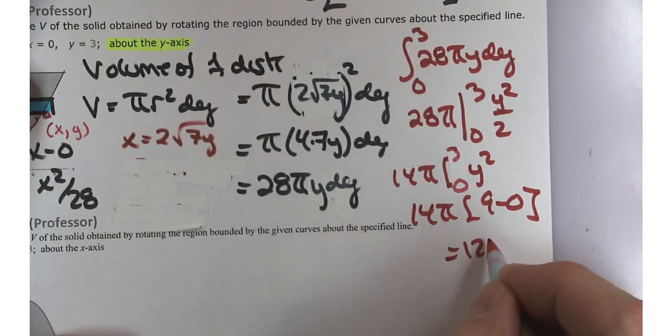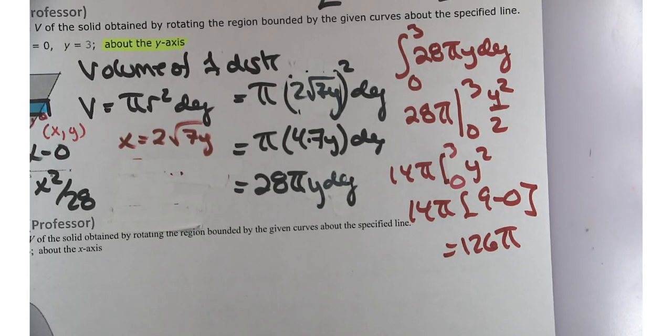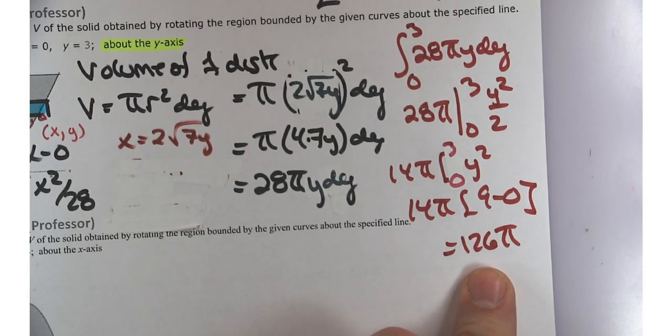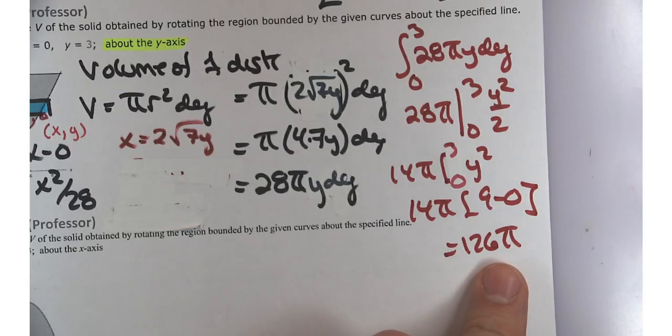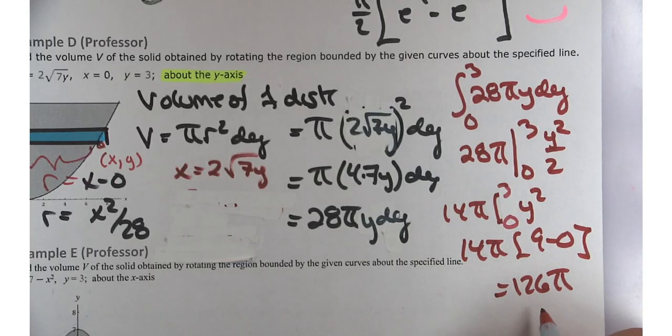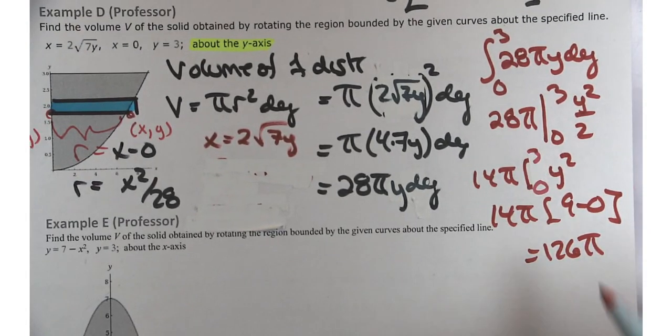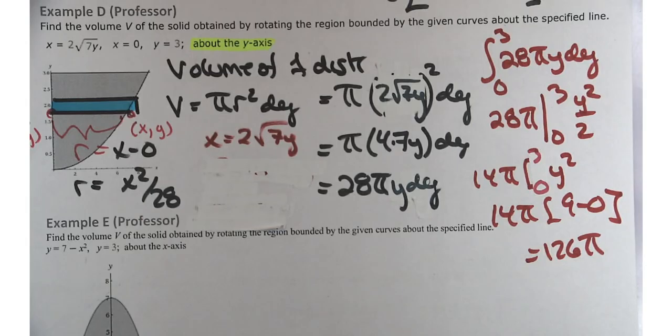126 pi. Now if we had units here, if this was in inches or feet or miles or whatever units, what should I write for the units if I had units? If this was measured in feet, yeah, this would be in cubic units, right? Just to give you a little reminder that volume would be in cubic units, but since we're not working with any particular units, it's good enough to leave this one here. Okay.